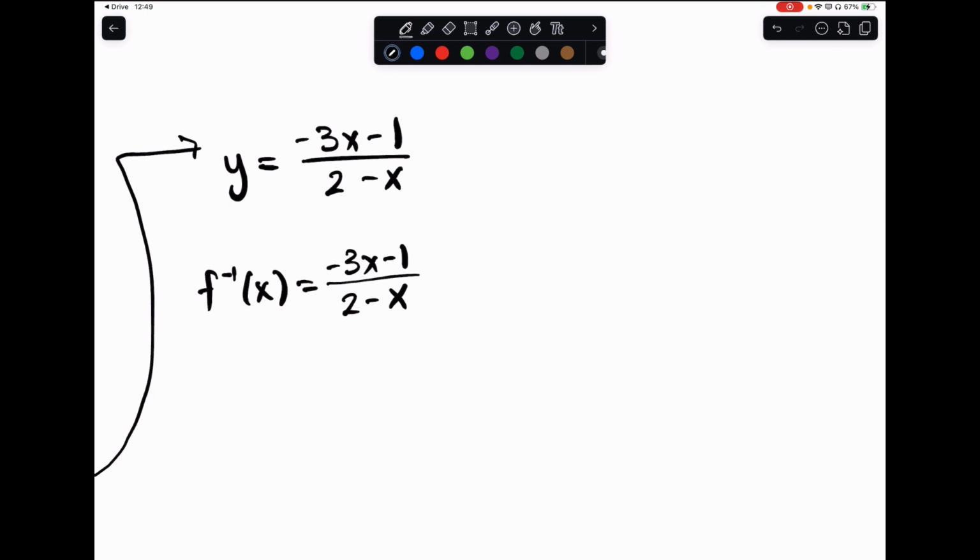Now there's a couple of ways of rewriting this and, quote unquote, simplifying it. Notice that the denominator is not in the standard form of a polynomial. So I want the x term to be first, and then plus 2, because this is positive, it will be plus 2. So we can write it like that, and that's acceptable.